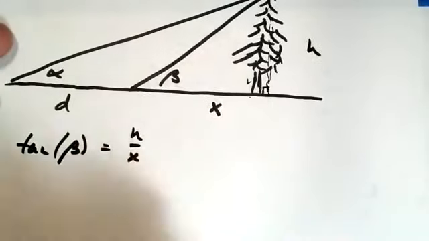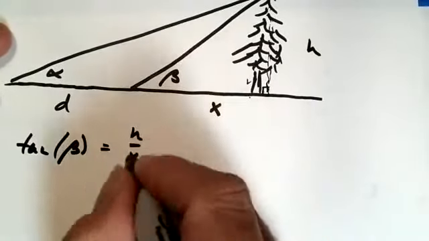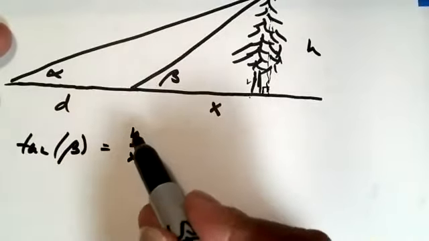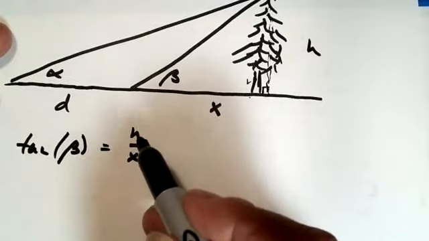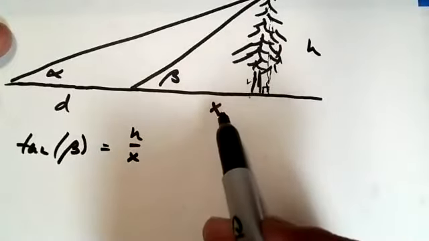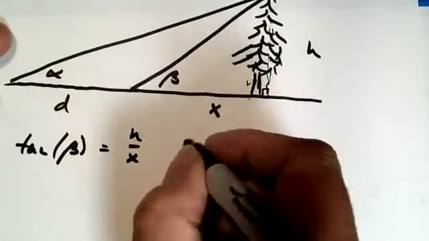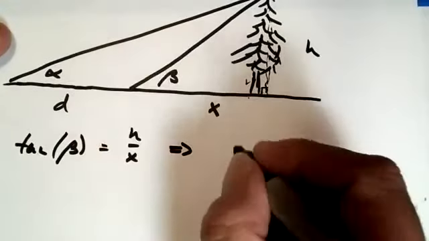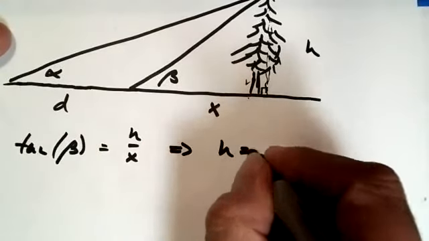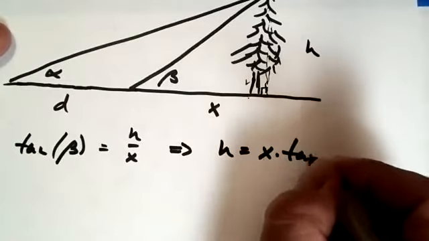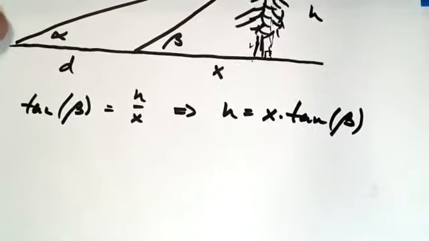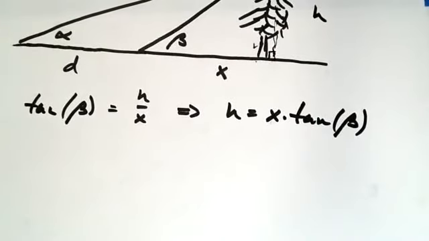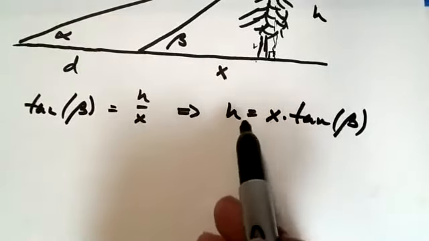And I'm going to go ahead and simplify. I'm going to linearize it so we don't have ratios. These are the two unknowns, h and x. We don't know h and we don't know x. So these are our two variables. So I have h is equal to x times the tangent of beta. Now I can't solve one equation with two unknowns.